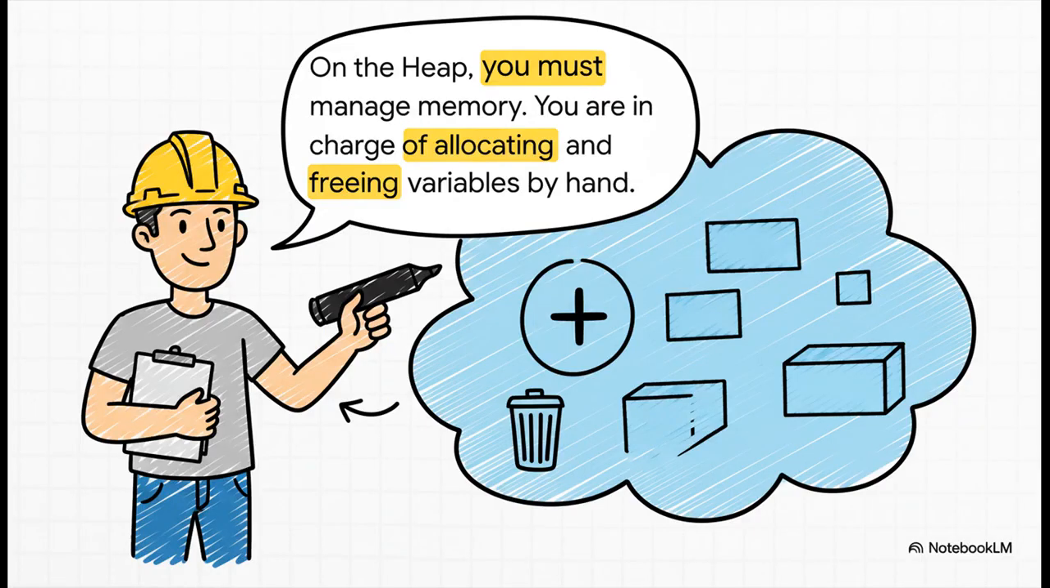This really is the golden rule of the heap. You are the boss. You're in charge. You have to go to the system and manually ask for a chunk of memory. And just as important, it's your job to go back and tell the system when you're finished with it so someone else can use it.